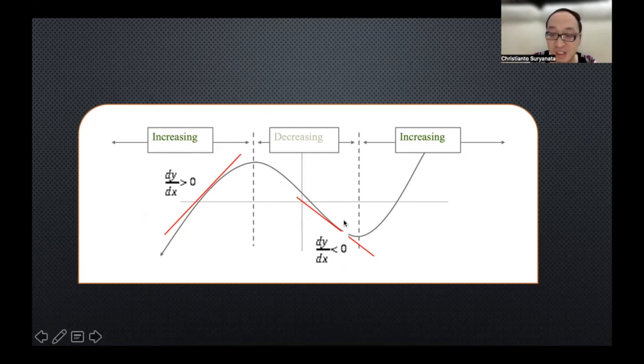So from this information, for an increasing function, the gradient of the tangent should be positive, or greater than 0. For a decreasing function, the gradient of the tangent should be a negative value, or smaller than 0.